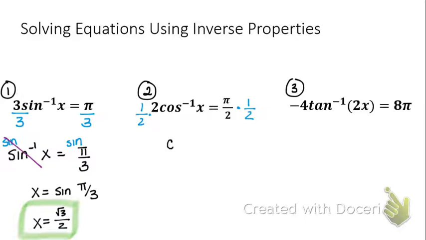So I have the inverse cosine of x equals pi over 4. The opposite of the inverse cosine, because we are solving, is just cosine. So I'm going to put a cosine on both sides, which cancels out this inverse cosine. So I have x equals the cosine of pi over 4. Look at your unit circle and tell me the cosine of pi over 4. That is your answer to number 2.